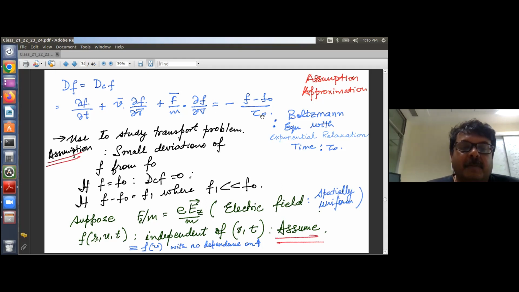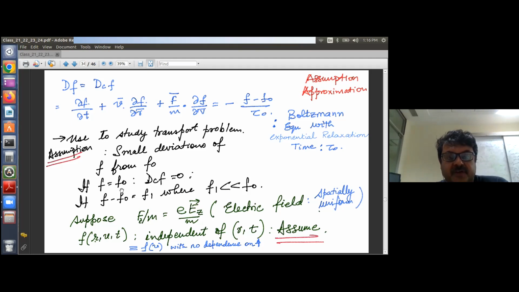Right? Now, to study this using the simplest approximation, the so-called exponential single relaxation time approximation, which says that any distribution function is going to basically relax to equilibrium values in time tau 0.